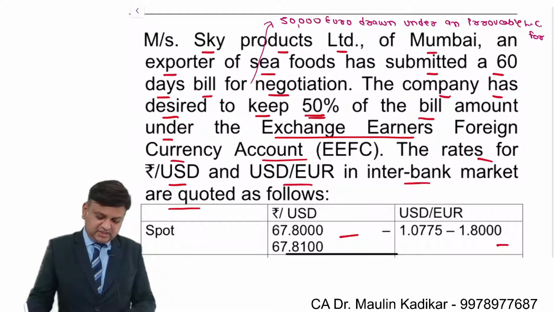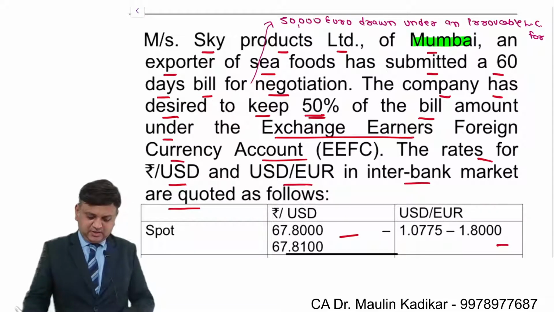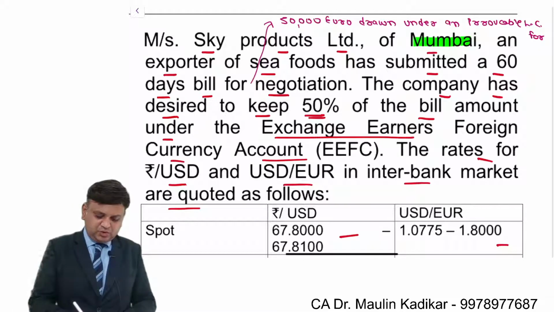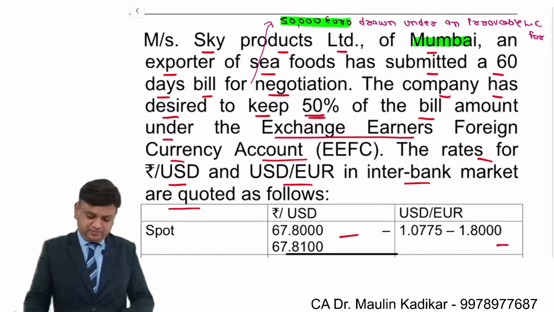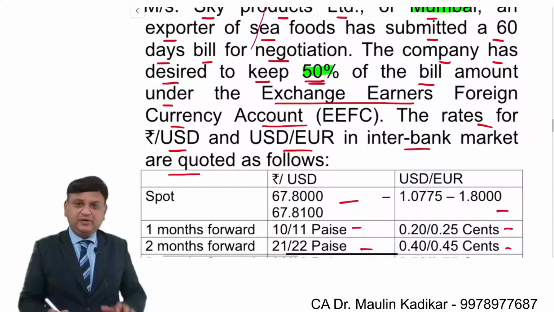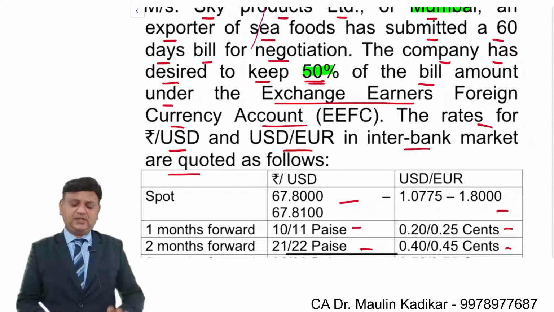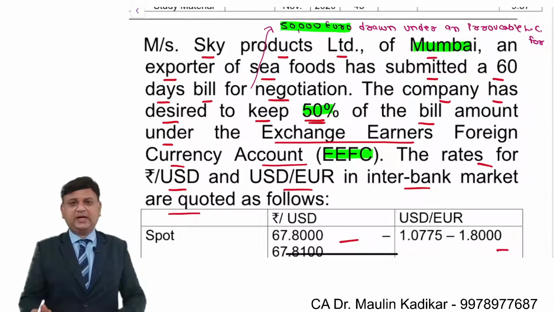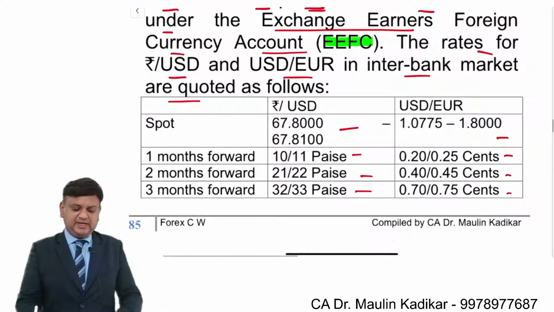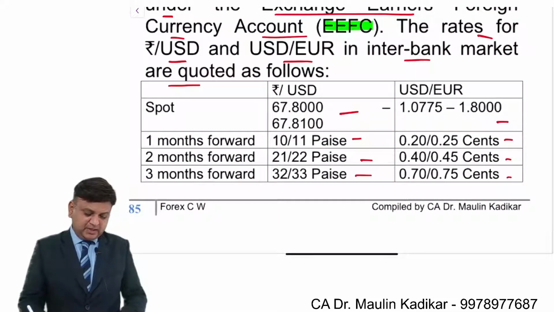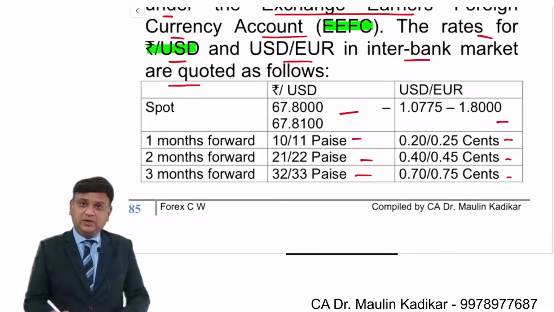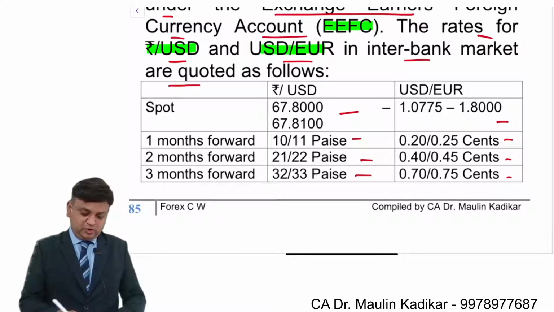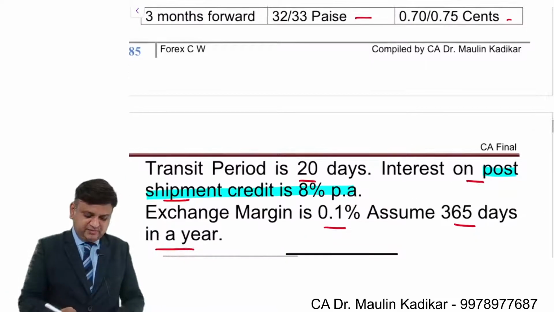So let us have understanding. The question is providing the information that there is an Indian company which has exported goods and it is going to receive 50,000 euro. It wants to keep 50% of the amount in the foreign currency account only. So only for the 50,000 there will be a kind of repatriation or exchange. Rates have been provided to us for rupees per dollar and for dollar per euro. So basically we know that the cross currency rate is required to be found.